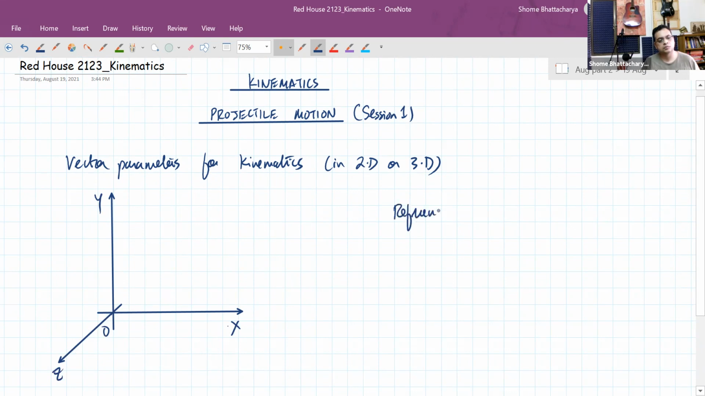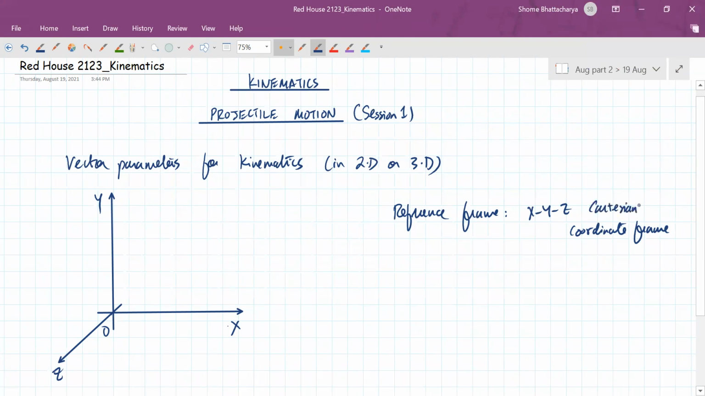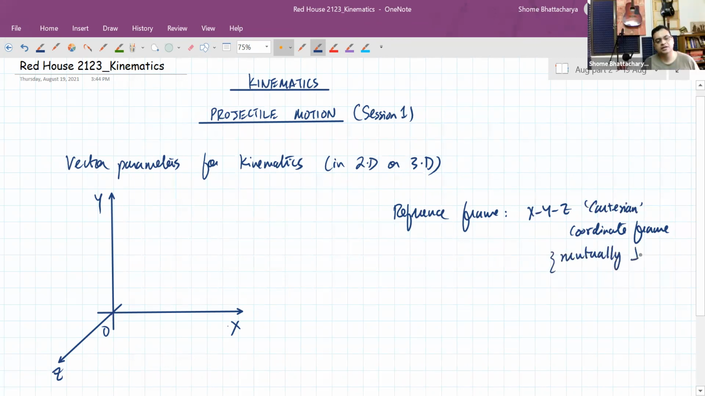So the reference frame is the XYZ Cartesian coordinate frame. Cartesian frame means the axes are mutually perpendicular to each other. It also means that the direction of X, Y, and Z is according to the right-handed system, which you've learned in cross products, that i cap cross j cap is equal to k cap. So the axes are mutually perpendicular such that the unit vectors are related to each other like this.